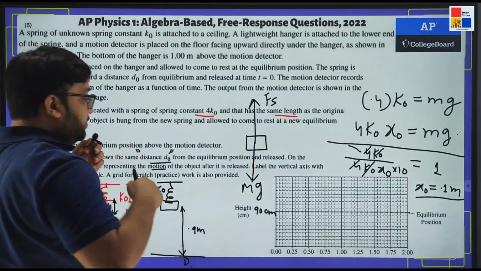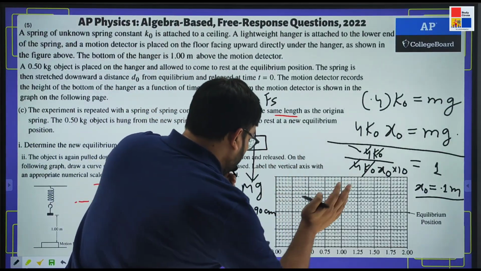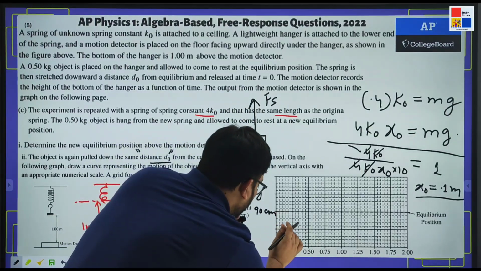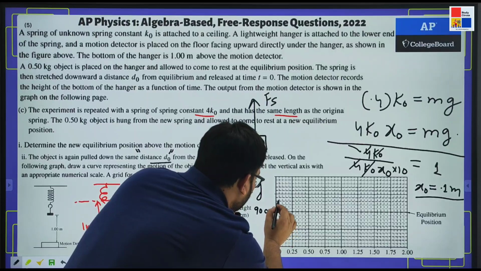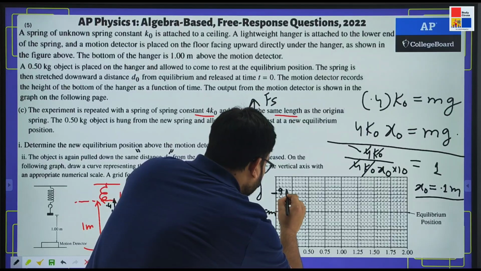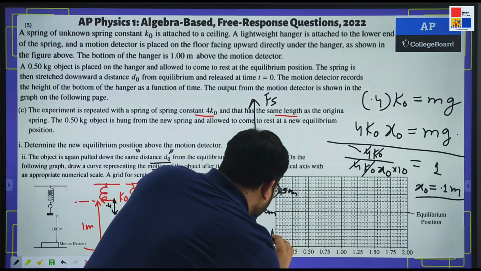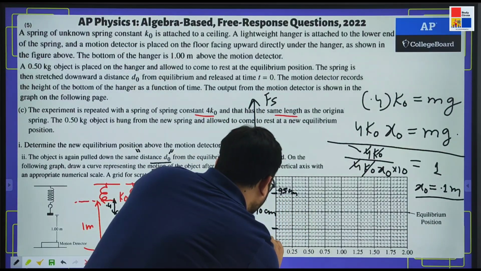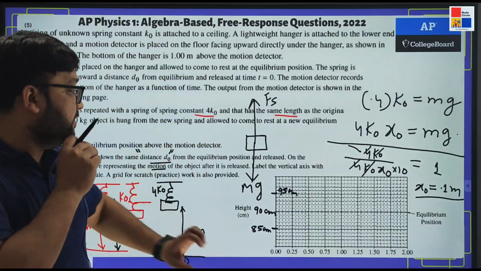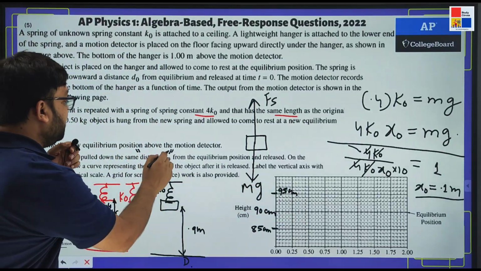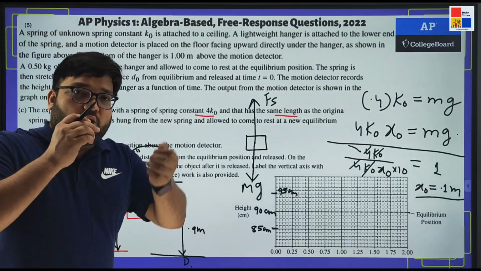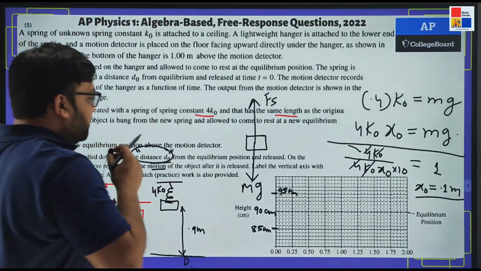The amplitude is still going to be 5 centimeters. The heights, in centimeters, are 95 centimeters at the top and 85 centimeters at the bottom. The amplitude is still 5 centimeters only, because you are pulling it by the same distance d naught. That was the amplitude, how much you pull it down from the equilibrium. So that is 5 centimeters.